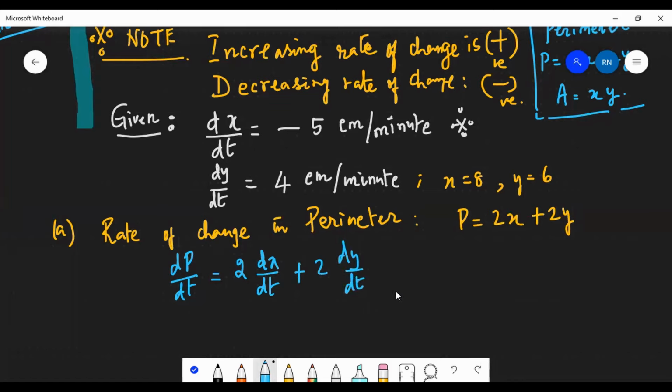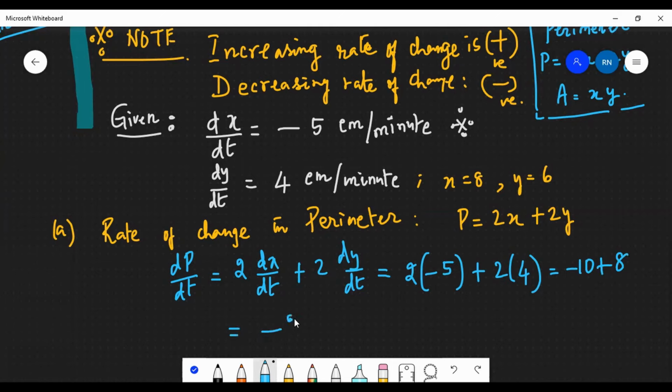Now, on the right side, what are all the quantities? All values are available. Simply you can substitute: dx by dt we have minus 5, and for dy by dt we have the value 4. So it is negative 10 plus 8. So the answer is negative 2. That is sign and magnitude. And what about the unit? The unit will also be centimeter per minute, because perimeter is measured in centimeter only.